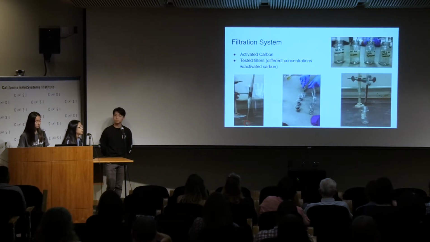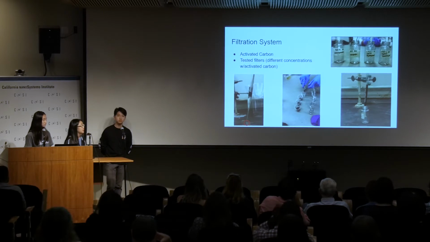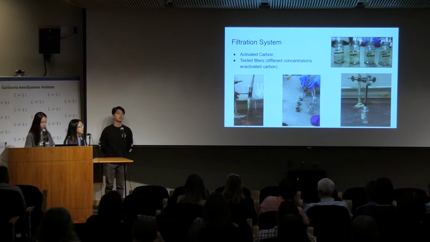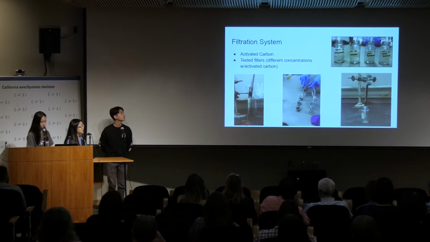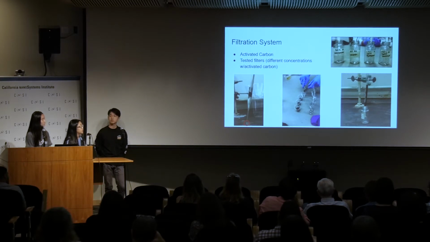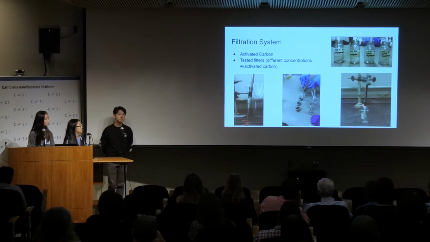So for our filtration system, we added activated carbon into our solution, and what activated carbon does is that it attaches itself to glyphosate, and this prevents glyphosate from filtering through with the non-acidic solution that comes out. And we tested these filters by suspending our pipette filter over the jar and putting our solution and pushing air through it so the yield would come out.